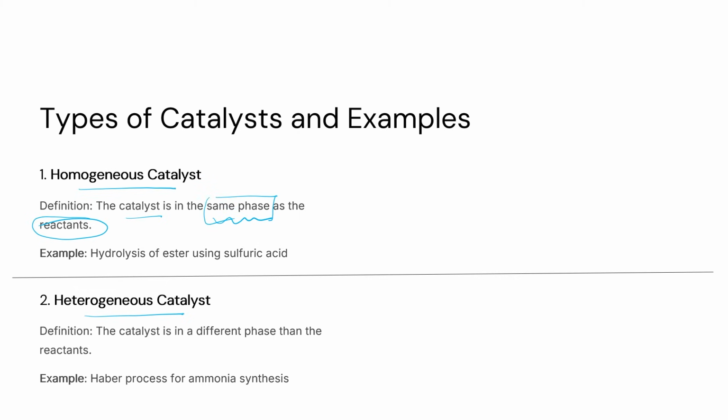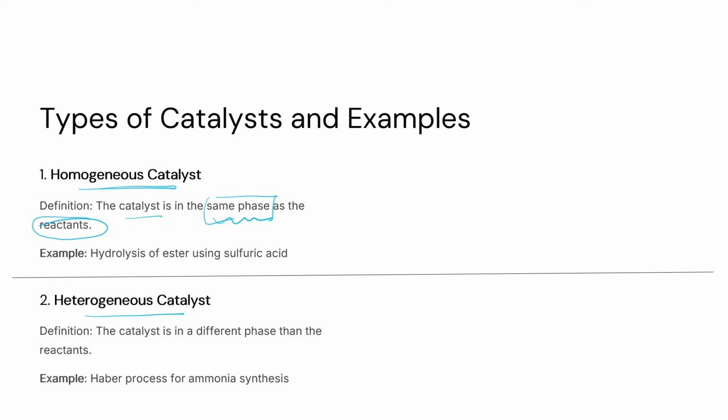It means that suppose you have your reactant molecule in liquid phase, your catalyst will also be in the liquid phase. Suppose you have your reactant molecule in gaseous phase, your catalyst will also be in the gaseous phase. So the physical state of the catalyst is exactly the same as that of the reactant. Such catalytic systems are called homogeneous catalysts.